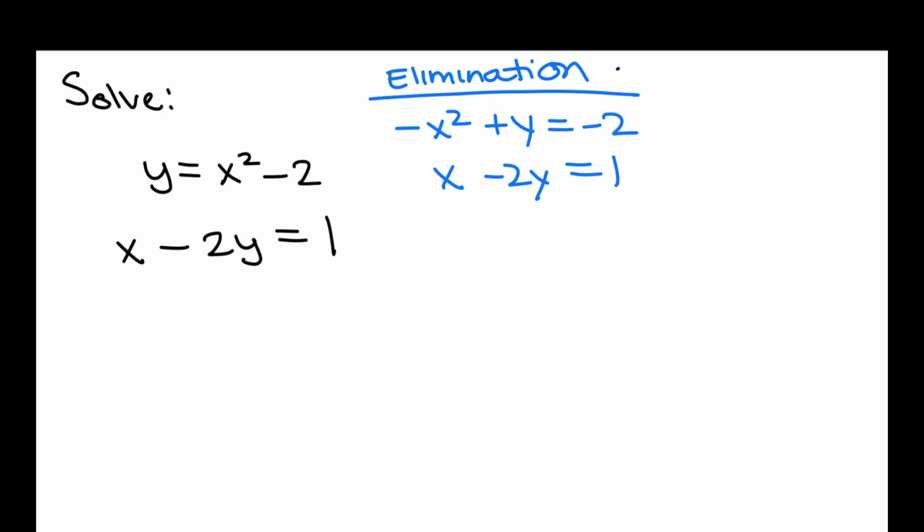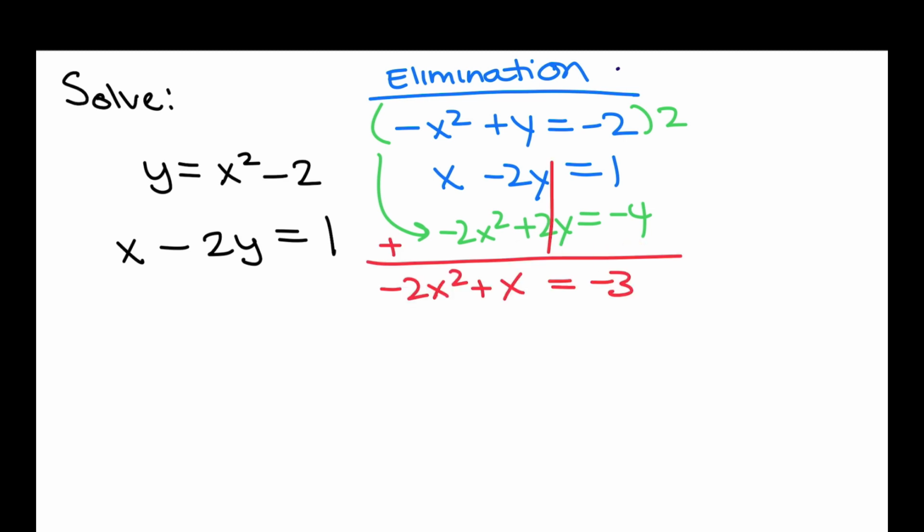Now with nonlinear systems, the elimination method isn't always going to work. But in this case, we can actually eliminate these y's if the first equation had a 2y. Notice we're not going to be able to eliminate the x's because I have an x squared in one equation and an x in the other. But I can eliminate the y's. So I'm going to take the first equation and multiply it by 2. That gives me negative 2x squared plus 2y equals negative 4.